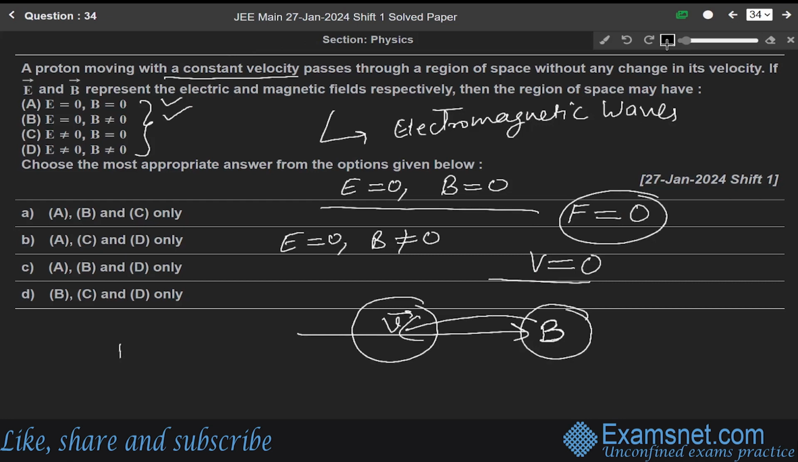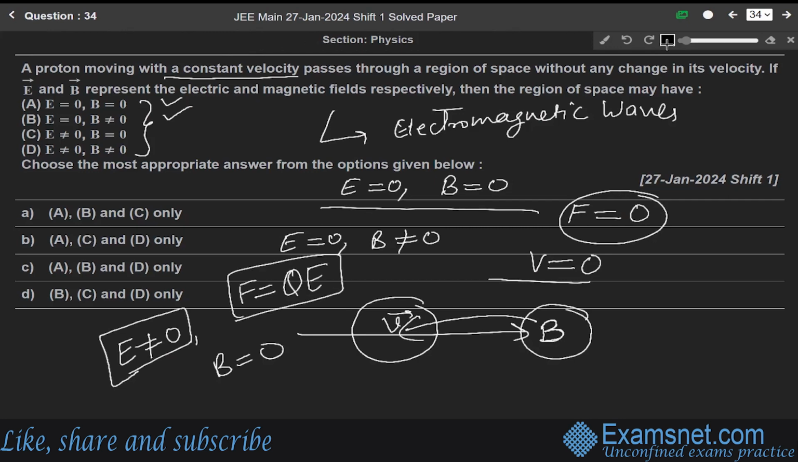Option C, E is not equal to 0, but B is equal to 0. Since E is not equal to 0, even a little change in the electric field can bring a change in the force, since F equals QE, and due to this change in the force, the velocity will change. Thus, there will be no constant velocity. So this statement is wrong.